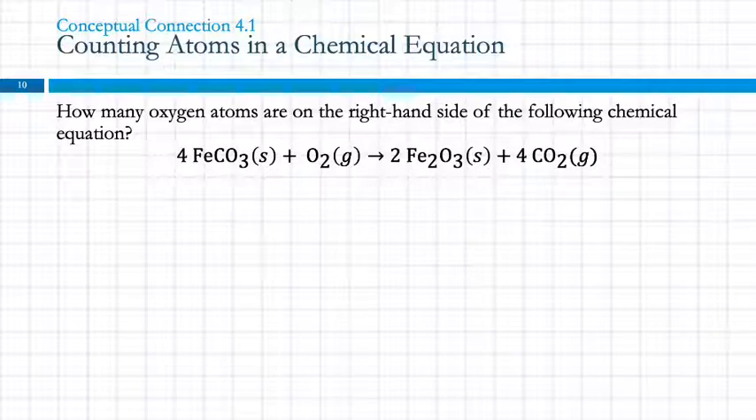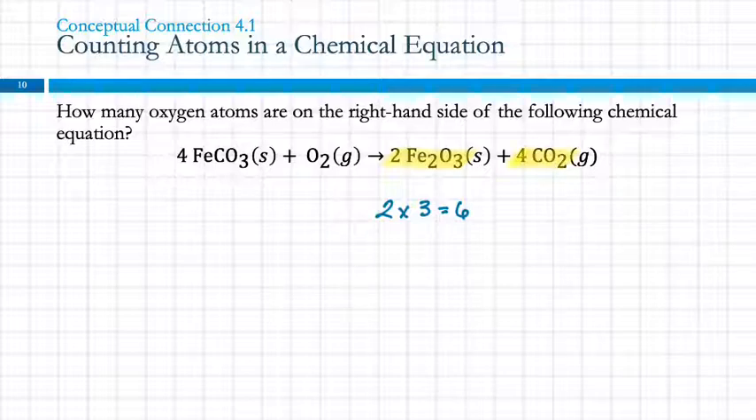So we're going to look here at this chemical equation and count the atoms. So how many oxygen atoms on the right-hand side of this equation? We're looking over here, and there are oxygens in both of these compounds. So in this part right here, how many oxygens are indicated there? 6. There are 2 of these formula units, and each of them has 3. So there we've got 2 times 3 is 6 oxygen atoms right there.